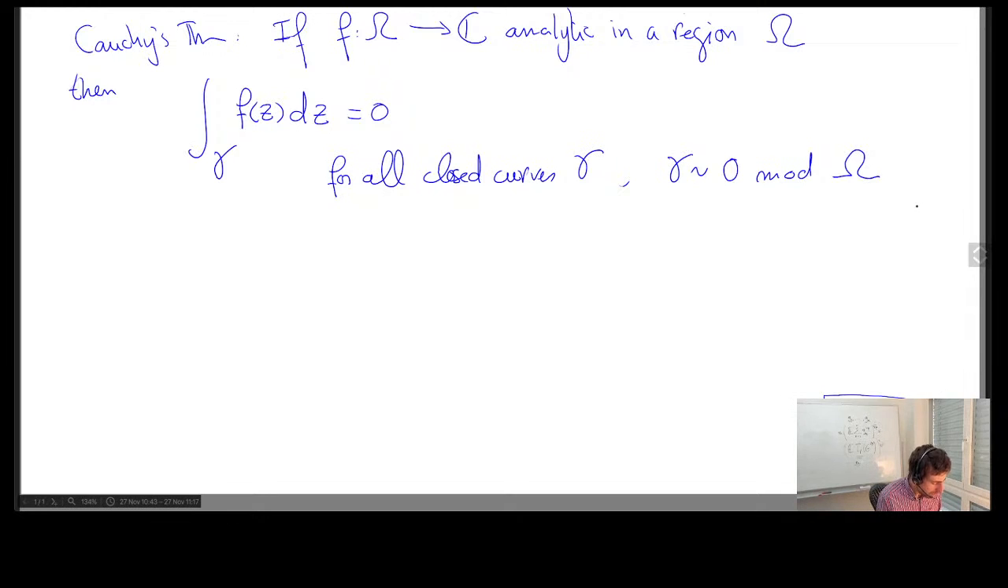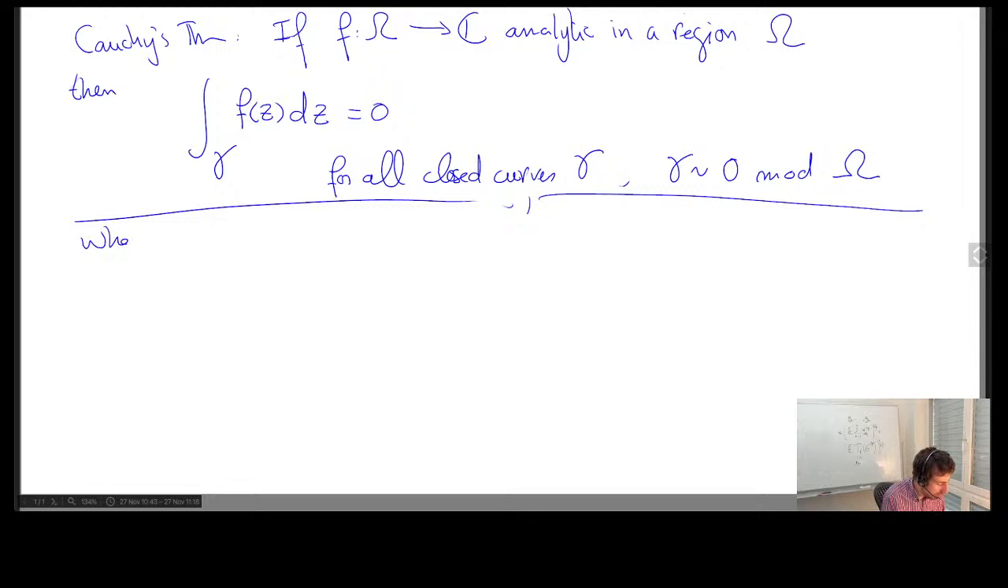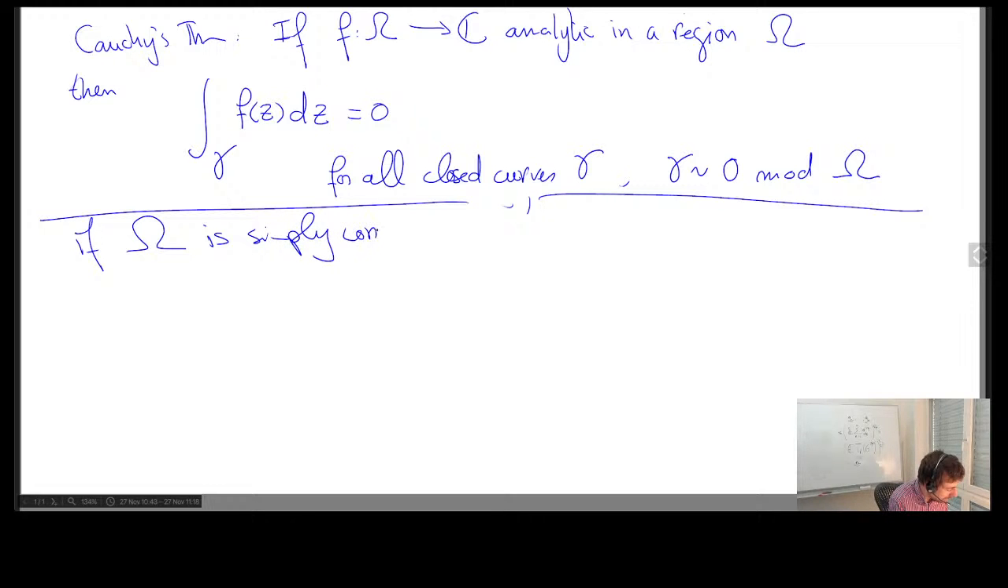So now let's say that this is not the case. We want to understand curves that are not homologous to 0 in omega. In particular, one implication of this theorem is that if omega is simply connected, then every curve is homologous to 0. Simply connected is a set without any holes. So if the set doesn't have any holes, then the curve can't go around any holes.